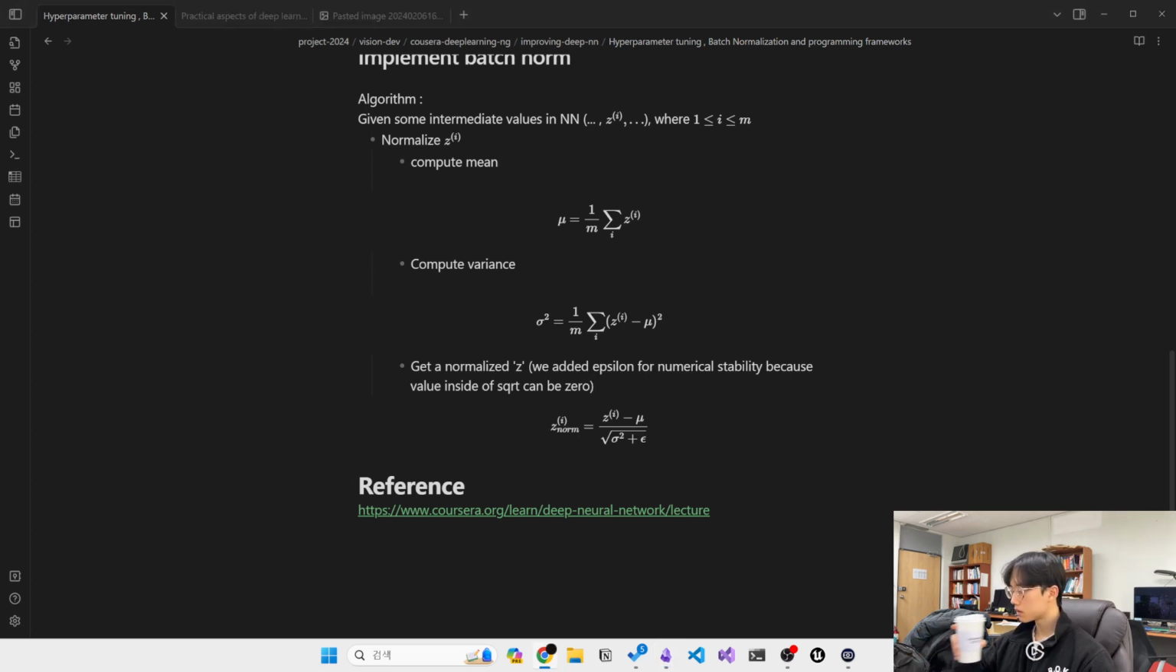And so now we've taken these values z and normalized them to have mean 0 and standard unit variance. So every component of z has mean 0 and variance 1. But we don't want the hidden units to always have mean 0 and variance 1. Maybe it makes sense for hidden units to have a different distribution.